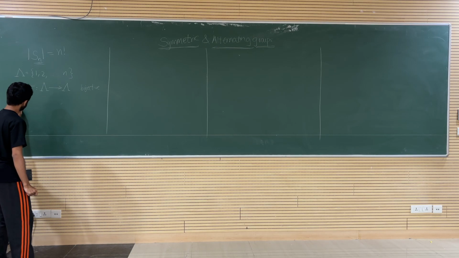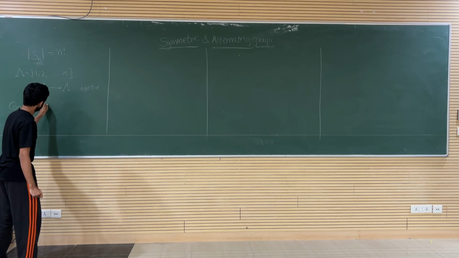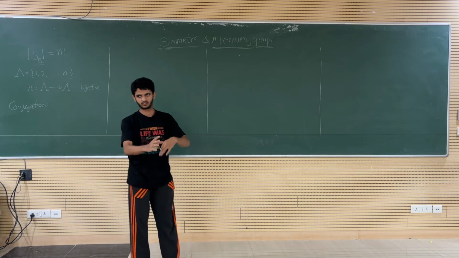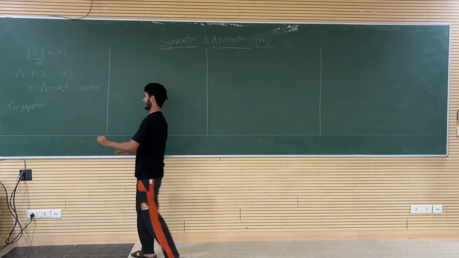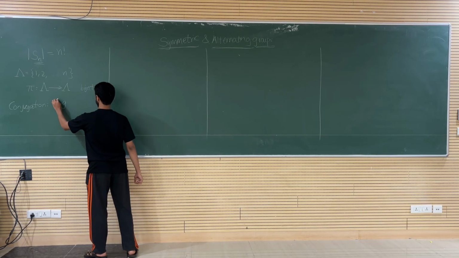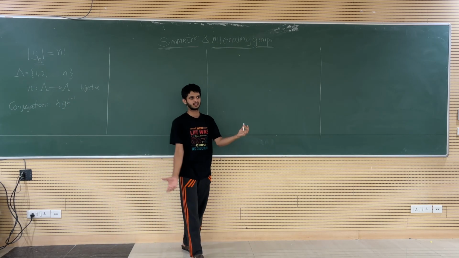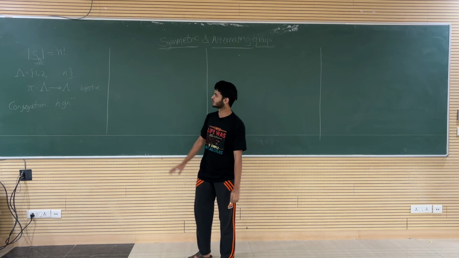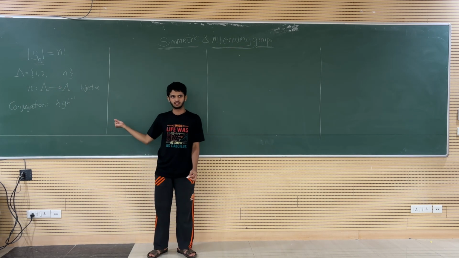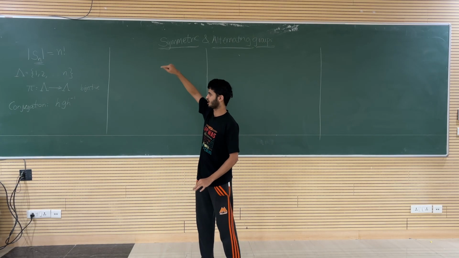Do you know what conjugation is? Conjugation is an action of a group on itself. Now take an element g from a group capital G and take another element h. When you multiply h g h inverse, that is called conjugation by the element h. What we are doing here today is we will see what happens to each permutation when you do conjugation to it.